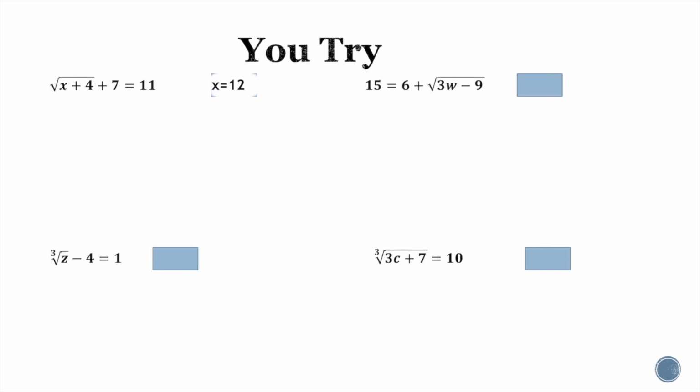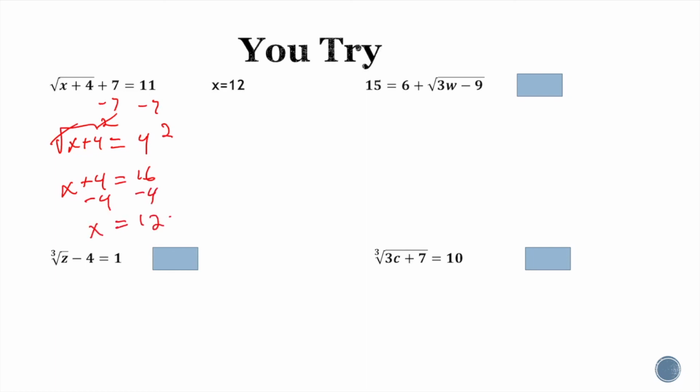For the first one, hopefully you got x is equal to 12. So we're supposed to subtract 7 on both sides. And I get the square root of x plus 4 is equal to 4. Square both sides because this is a square root. x plus 4 is equal to 16. Minus 4 on both sides. x is equal to 12.